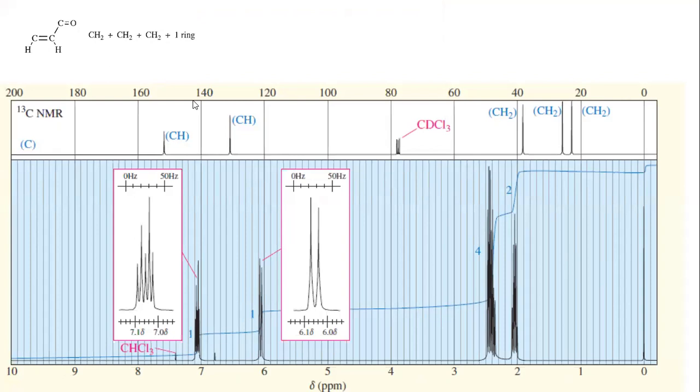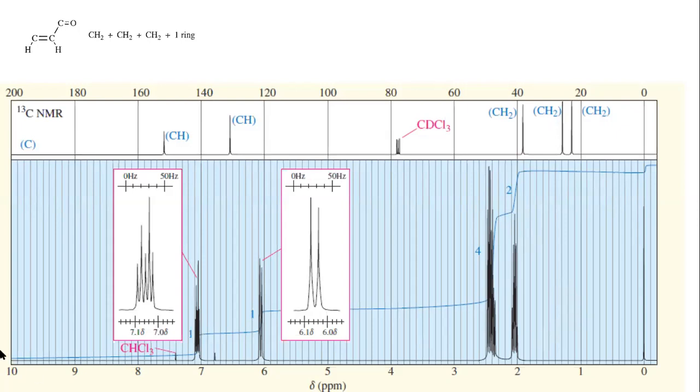NMR spectra are again very simple. This is our C13 spectrum, showing us DEPT values as well. So this is CH2, this is CH2, this is CH2. No CH3 here. This is CH, this is CH, and here we have a quaternary carbon. This quaternary carbon is because of the carbonyl, and then we have a carbon-carbon double bond having CH groups, and then we have CH2s bonded together. So this is the knowledge that we can get from the C13 NMR spectrum and the DEPT values.